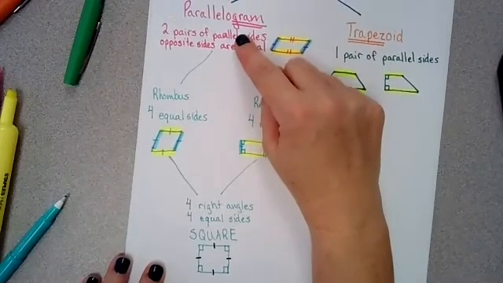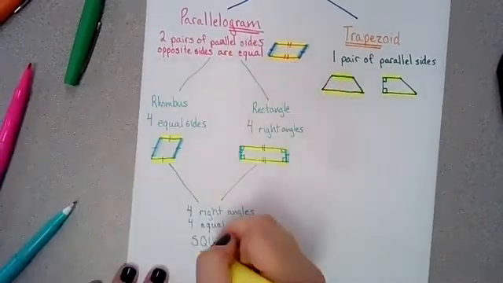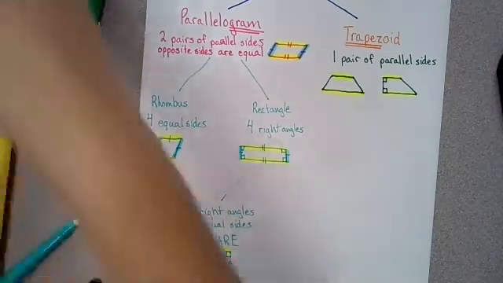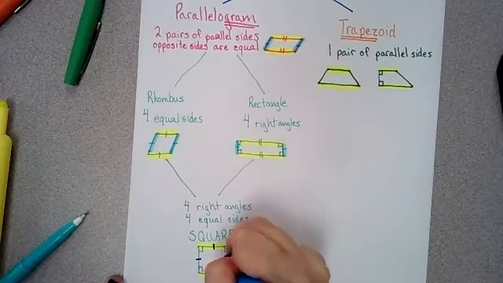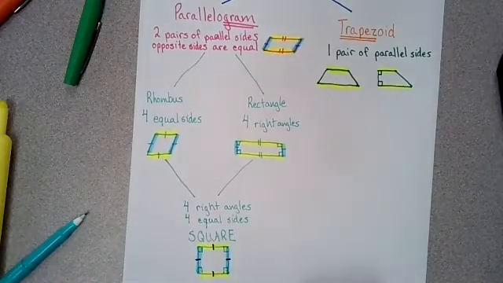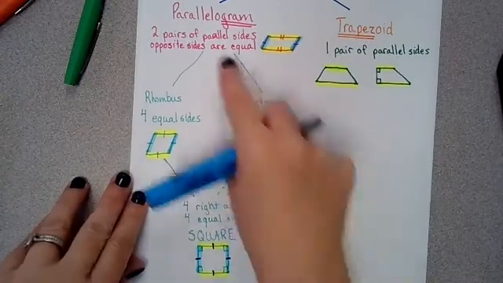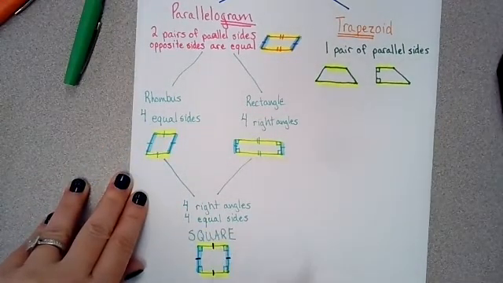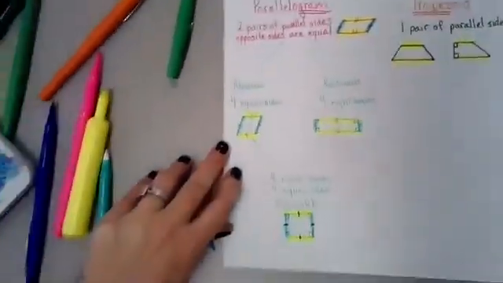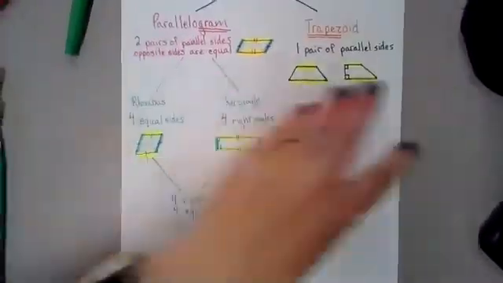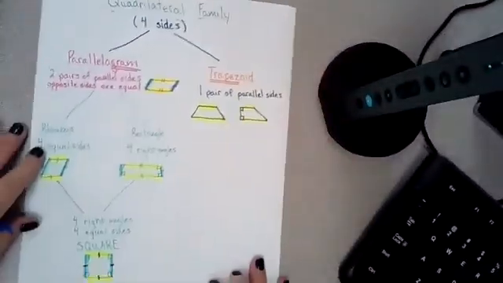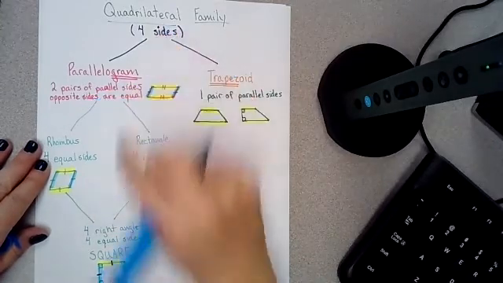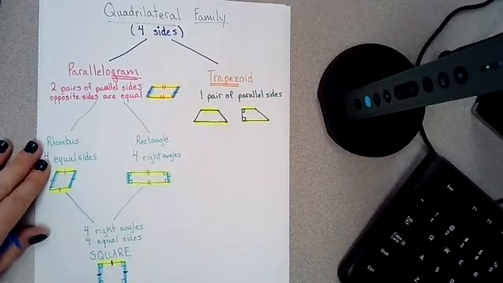He also is part of the parallelogram family because he's got this side and this side parallel, and this side and this side parallel. Also, he's part of the parallelogram family because his opposite sides are equal. This side and this side are equal, and this side and this side are equal. And he's also zooming out yet again. Ms. Ross, this is so hard. Okay, he also is part of the quadrilateral family because he has 1, 2, 3, 4 sides.